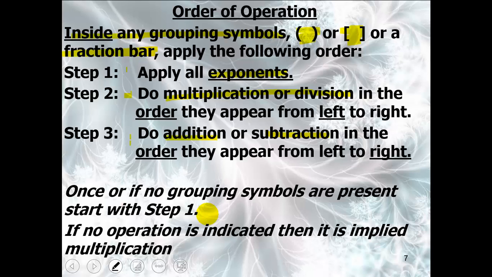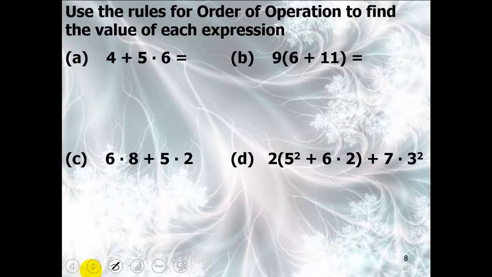Okay? If no operation is indicated, then it's implied multiplication. This would look like 2 times 5. That could be written as 2 parenthesis 5. That implies multiplication. A lot of times you'll see it as 3x. That means 3 and x are being multiplied together. So that's what that means.